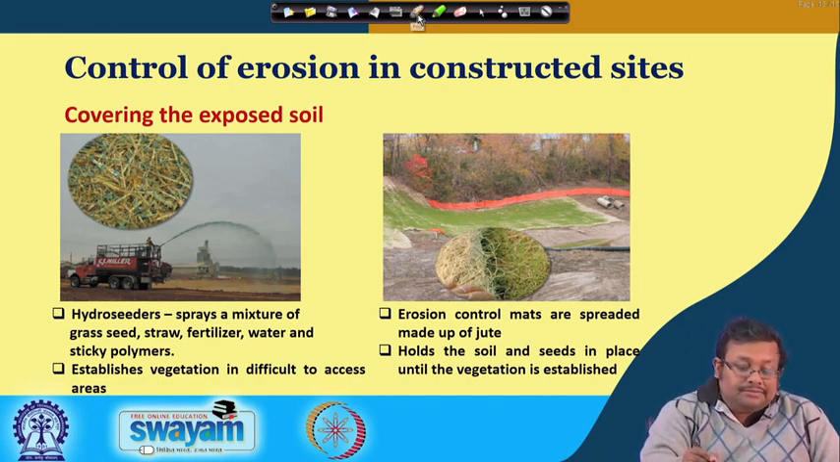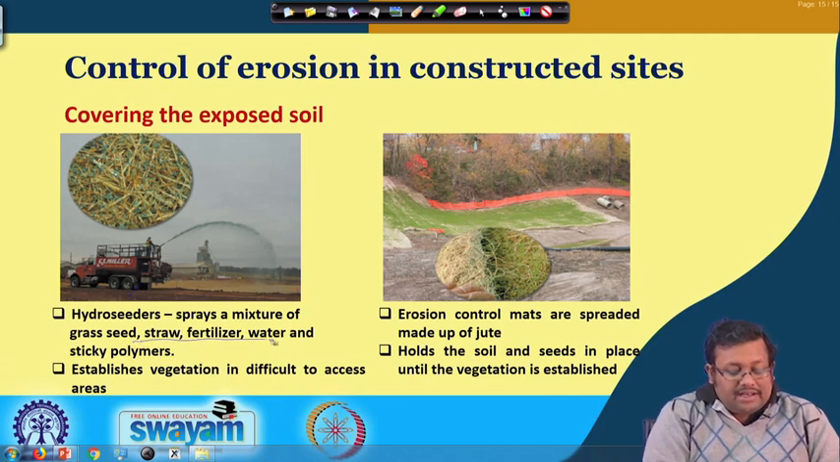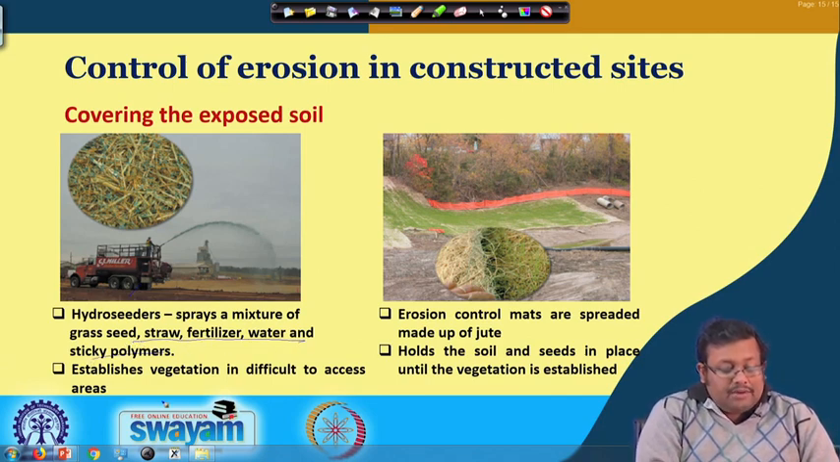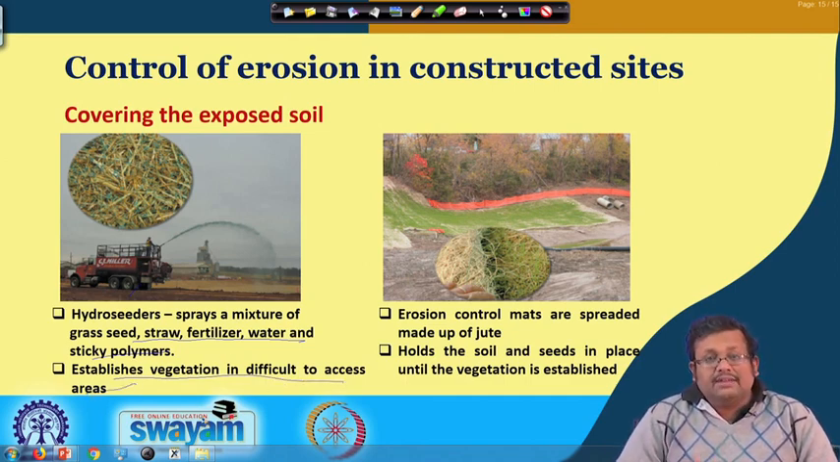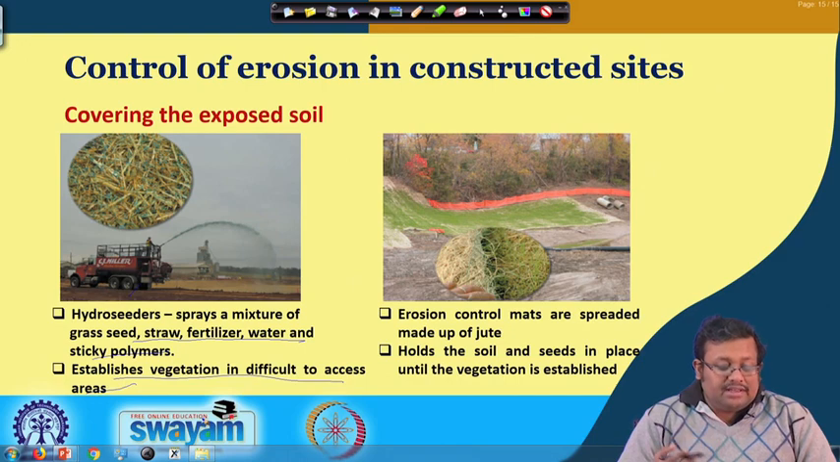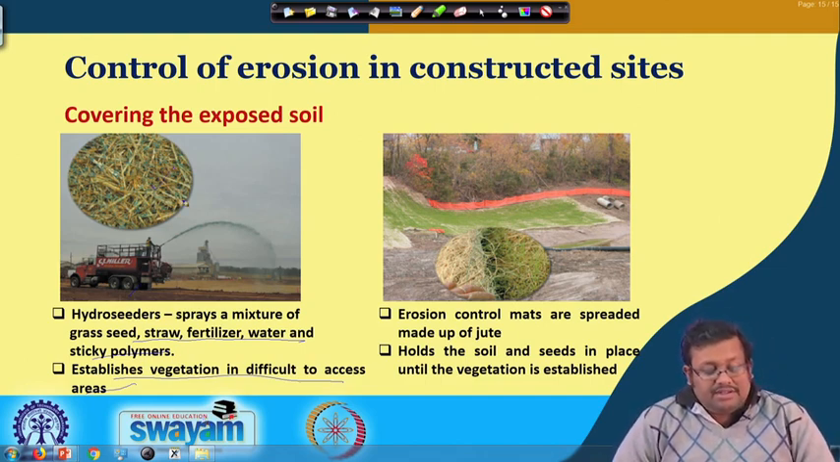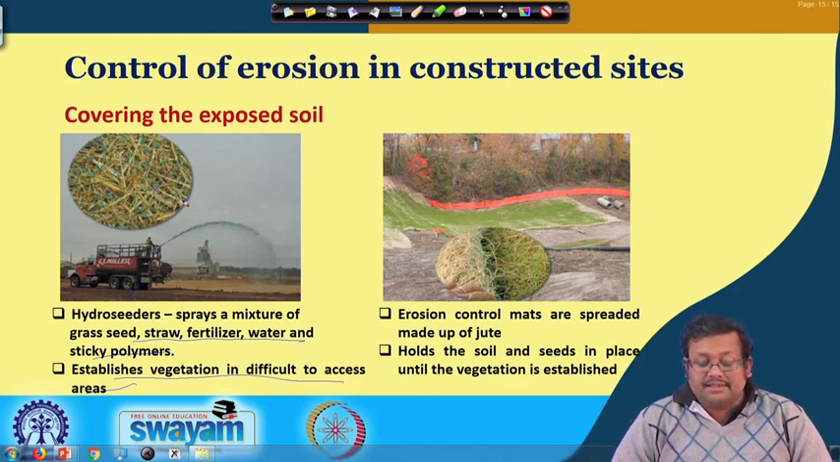You can see here this instrument is called the hydroseeder, which basically sprays a mixture of grass seed, straw, fertilizer, water, and sticky polymers, which ultimately establish vegetation in difficult to access areas. So this is another way to control soil erosion by covering the exposed soil. You can see the established vegetation which develops in the difficult to access areas.